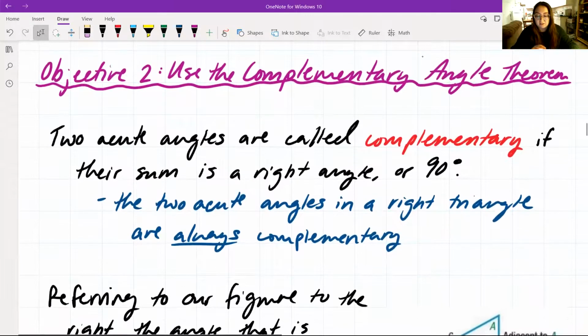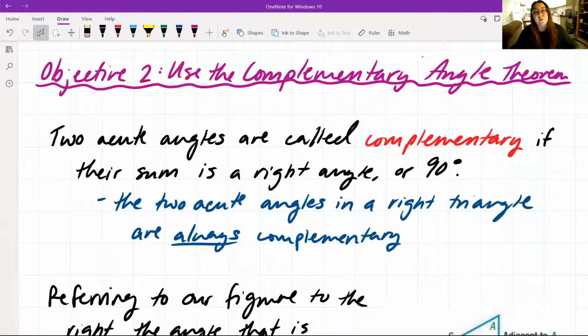So all right, moving on to objective 2, I want to use the complementary angle theorem. So 2 acute angles are called complementary if their sum is a right angle or 90 degrees. So the 2 acute angles in a right triangle are always complementary. If we have a right triangle, we know that all triangles have to be equal to 180 degrees. And if we have a right triangle, that means that one of those angles has to be 90 degrees, which means our other 2 angles have to also equal 90 degrees.